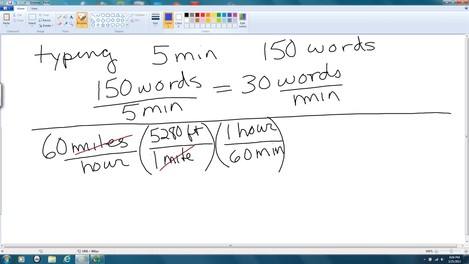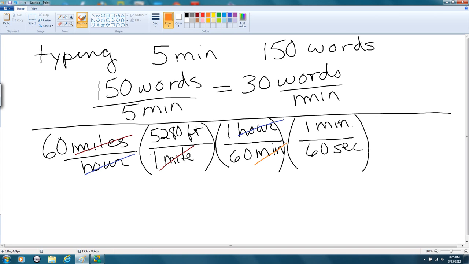If I do that, look at what this does again. I've got hour here and hour here. Now I have feet per minute. That's not bad. I'm just about there. I know a fact with minutes and seconds, and that is in 1 minute there are 60 seconds.